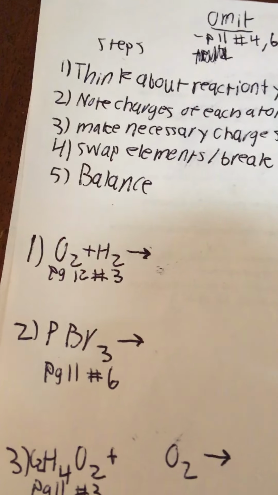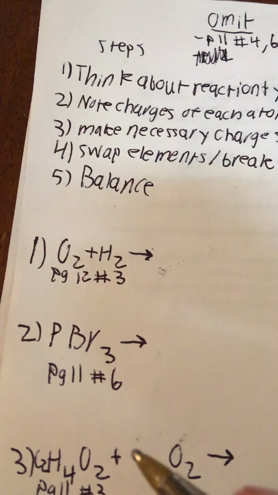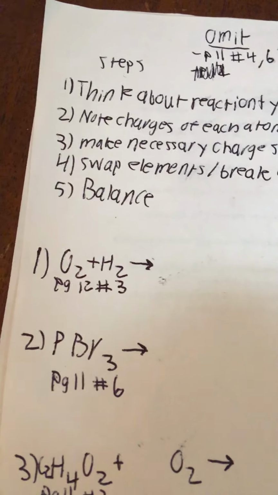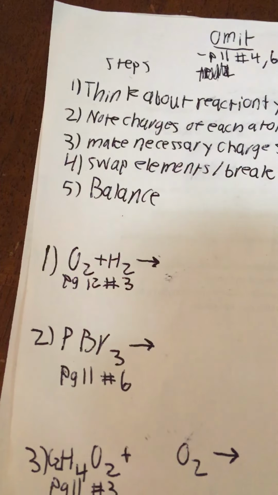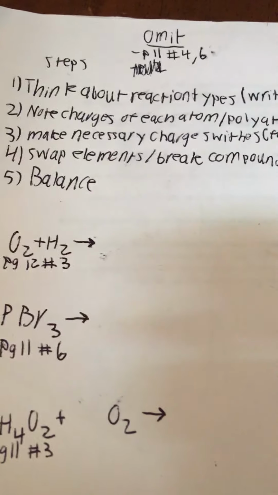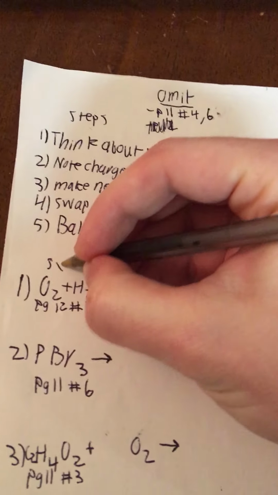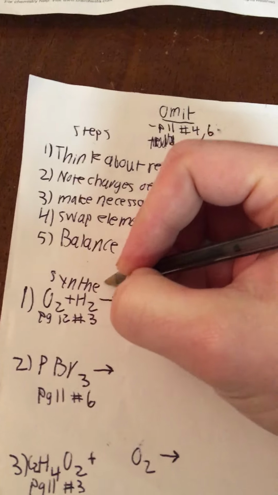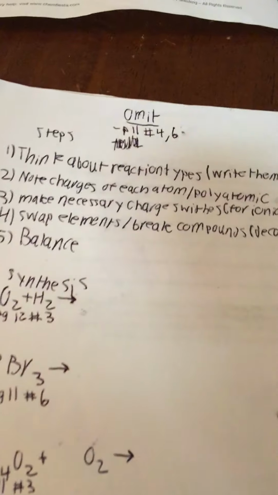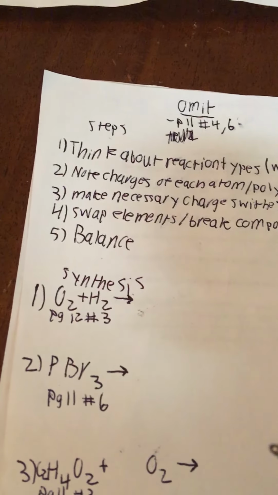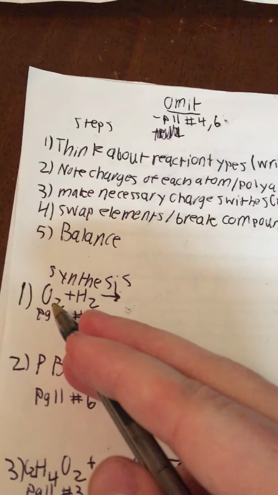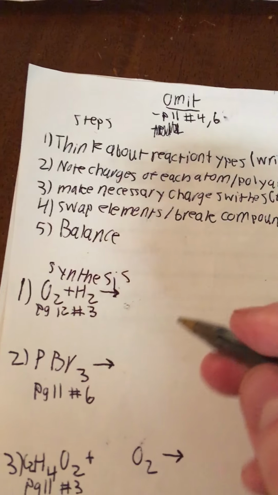So if I'm looking at this, Torres, what do you think this is? Okay, synthesis. Good, exactly. I knew you'd get it. All right, so I'm going to come up and write synthesis right here. We know that this is a synthesis reaction, and that means A right here plus B is going to yield AB.